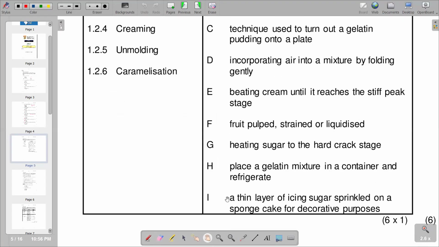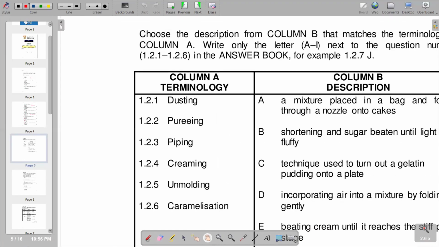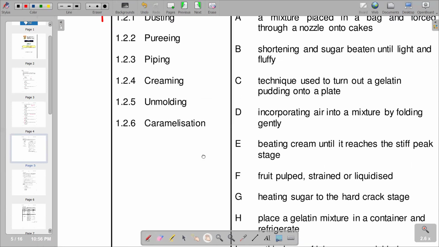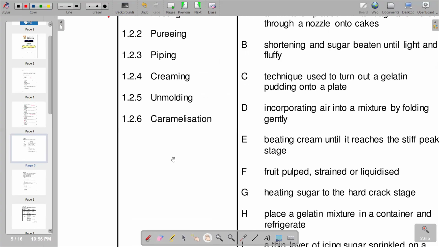So if you go to I, it is a thin layer of icing sugar sprinkled on a sponge cake for decorative purposes. So that becomes the correct response that we have on question 1. So we are saying I. And on question 2, pureeing, we have also different responses, and we try to see what we have as the correct response. So if you go to F, it's a fruit pureed, strained, or liquidized. So we have F as the correct response.